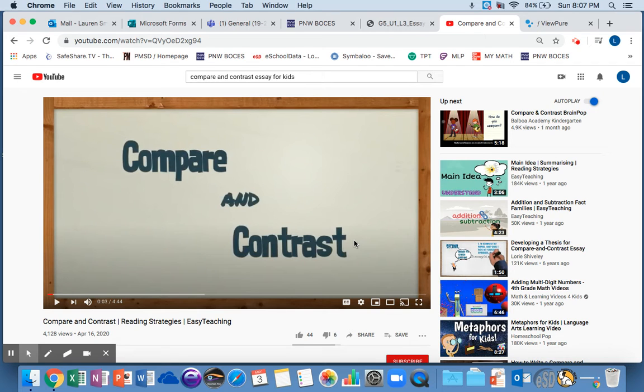Okay, so for writing, we're going to be looking at comparing and contrasting because we're going to be writing an essay for social studies where you compare and contrast two different civilizations. You're either going to pick Inca and Maya, Inca and Aztec, or Maya and Aztec, okay? So you're going to have to pick two of the civilizations we learned about, and then you're going to compare and contrast them. So let's find out what that means.